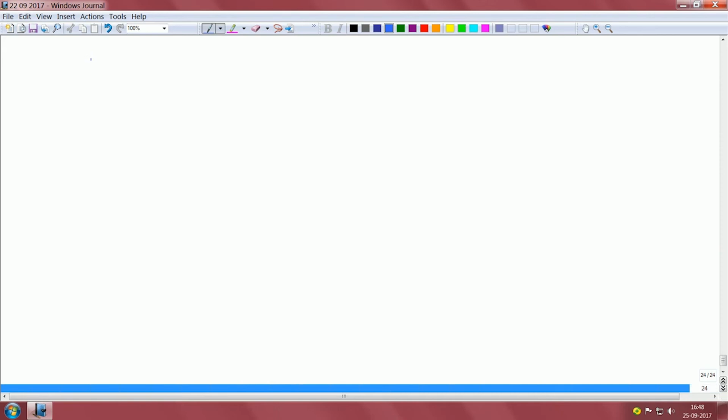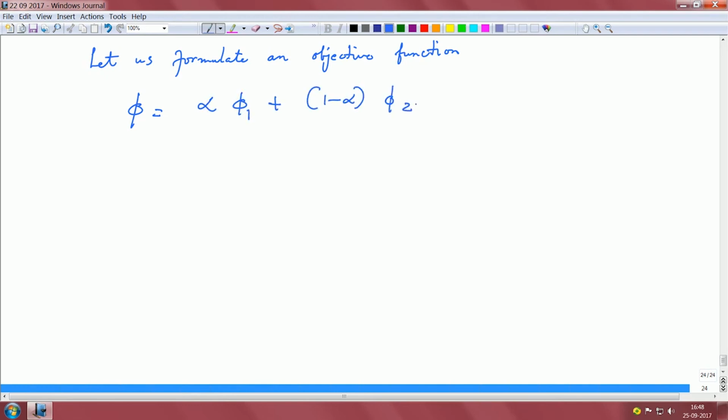So let us formulate an objective function that possibly helps us to drive choosing our filter coefficients appropriately. Okay, let us assume phi is of the form alpha phi 1 plus (1 minus alpha) times phi 2, with 0 less than alpha less than 1, and let us define the functions phi 1 and phi 2 as follows.